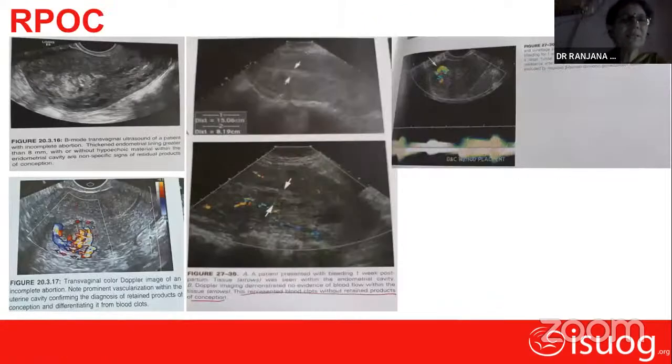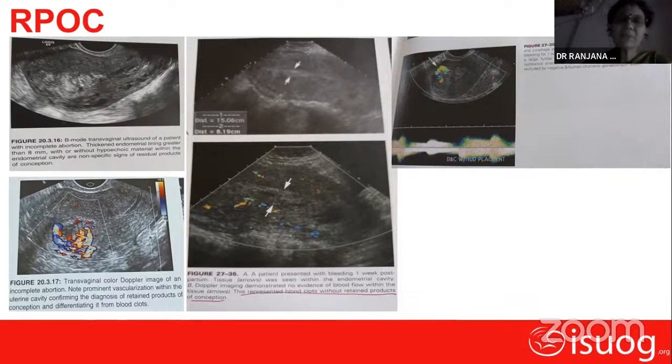Now this is a slide of RPOC, retained products of conception, just after delivery, normal delivery or cesarean, or incomplete abortion. We can see hyperechoic and hypoechoic structures within the endometrial cavity. But on putting Doppler, we can see there is vascular supply within it. That is why this is a case of RPOC.